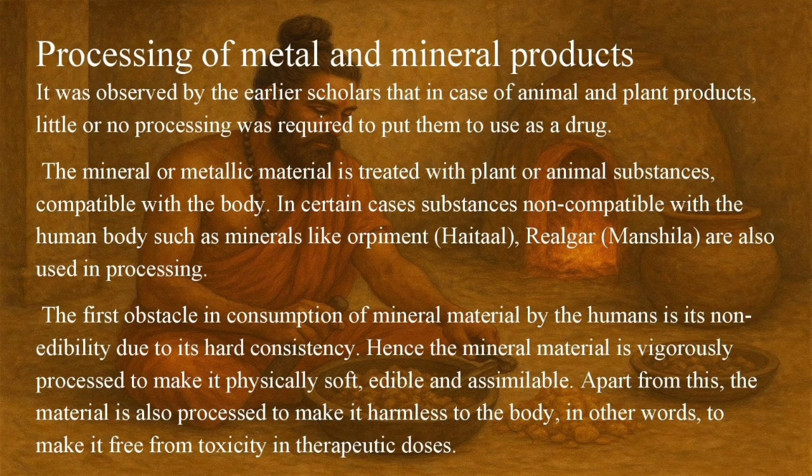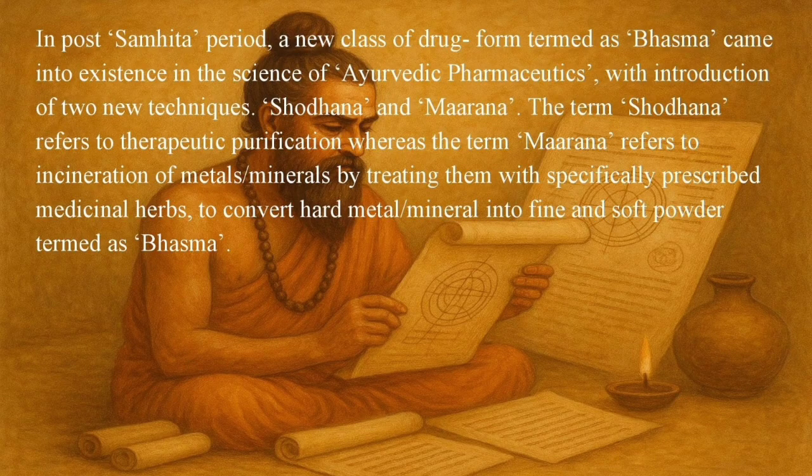In certain cases, non-compatible substances with the human body, such as orpiment and realgar, are also used in processing. The first obstacle in the consumption of mineral material in human is its non-edibility due to its hard consistency. Hence, the mineral material is vigorously processed to make it physically soft, edible, and assimilable. Apart from this, the material is also processed to make it harmless to the body. In other words, to make it free from toxicity in therapeutic doses.